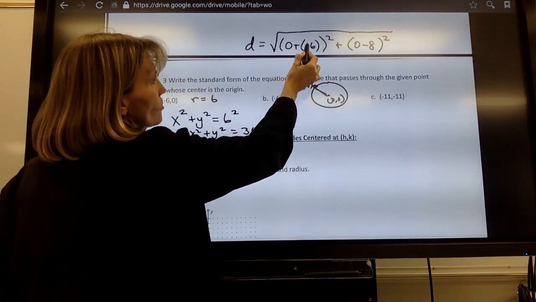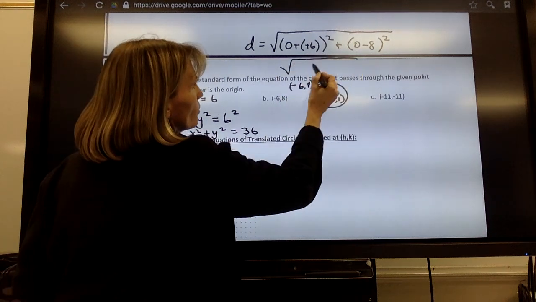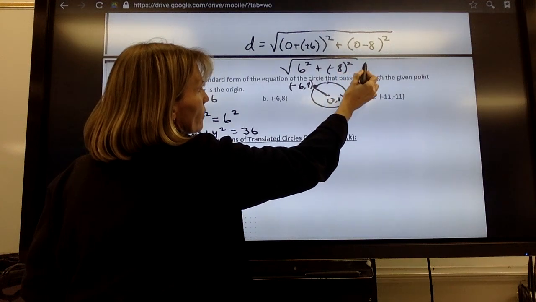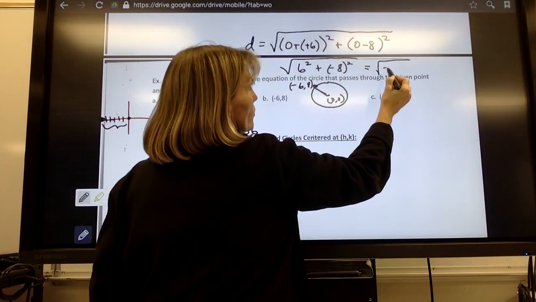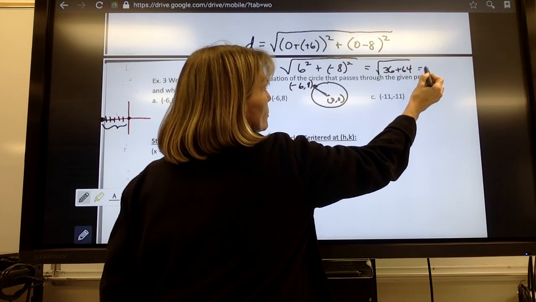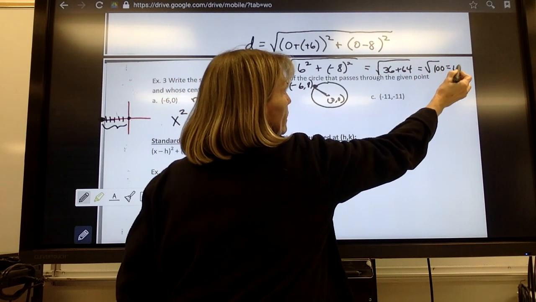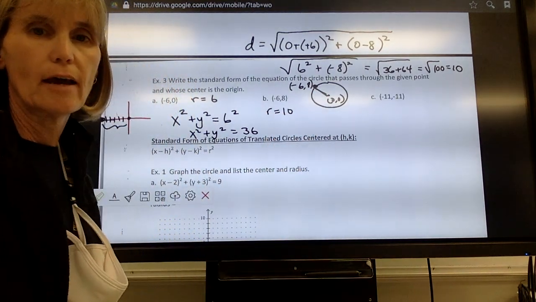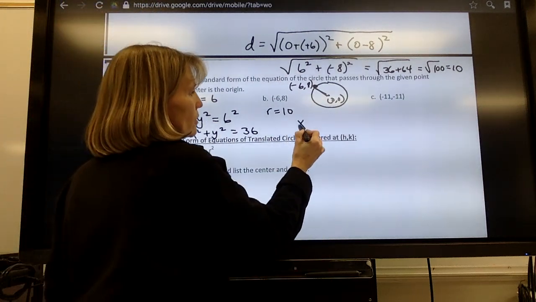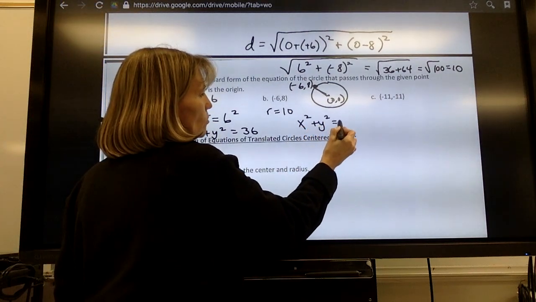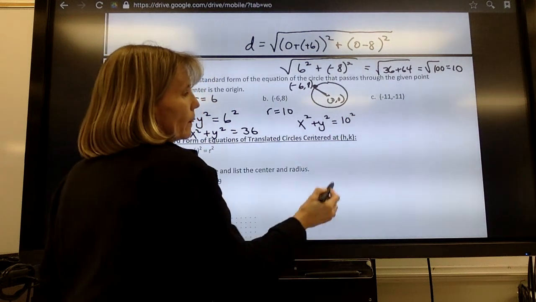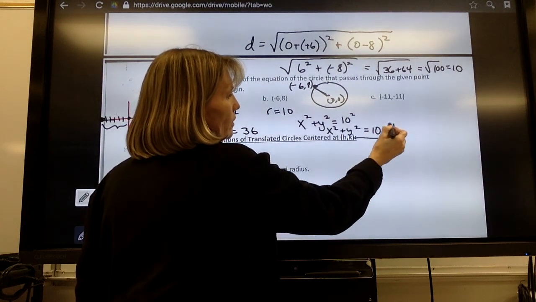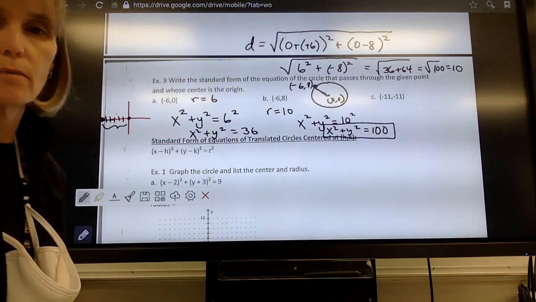Here we do leave, change, change. So this would be the square root of 6 squared plus negative 8 squared. This would be 36 plus 64, which is equal to the square root of 100, which is 10. So this radius, that distance, is 10 units. Now that I know what r is, I can go ahead and write my equation. x squared plus y squared equals 10 squared, the radius squared. So x squared plus y squared equals 100 would be the equation that I'm looking for.